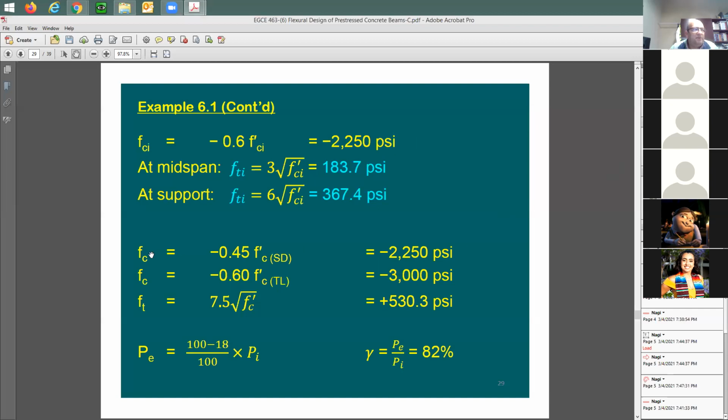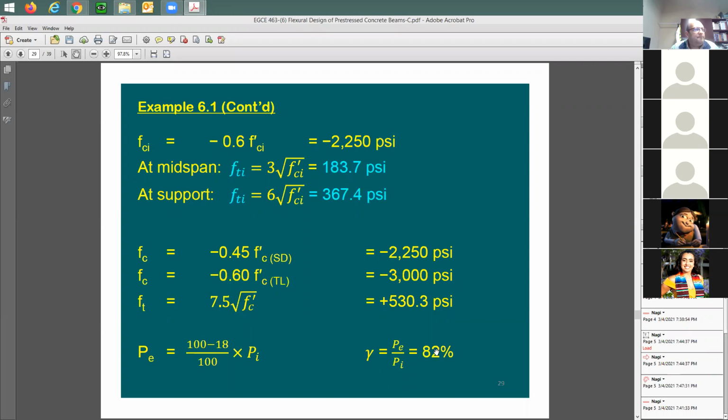How about for the compression at the time of service? You can say here, I'm going to have negative 45%, which is 45% of f'c. And for the tension, 7.5 square root of f'c. We don't want it to crack. This is going to be our limit. So for gamma, gamma is going to be 82%.